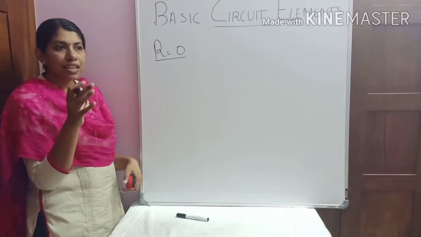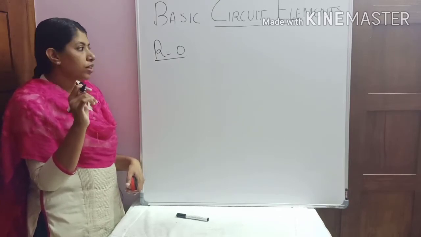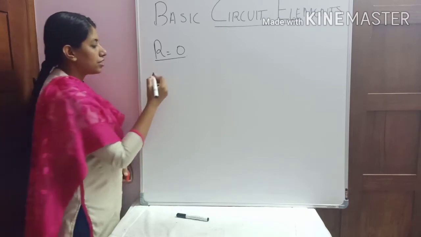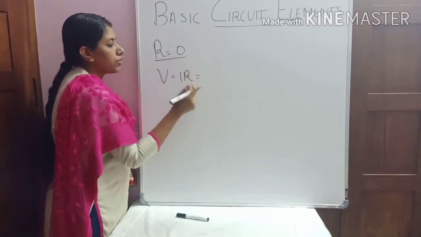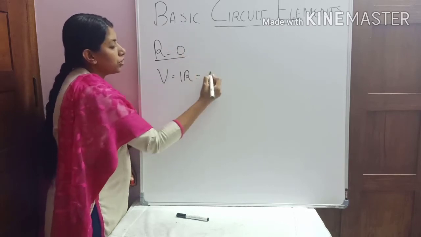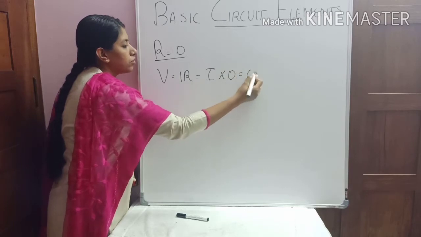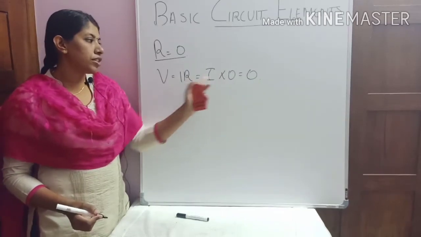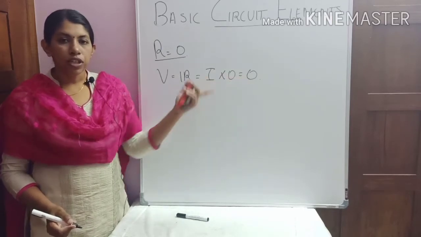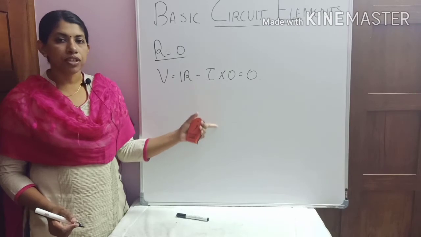We know that R is equal to 0 means the resistance is at its minimum value. So let us consider the equation V is equal to I into R. If in this equation we put R is equal to 0, the value of V will become I into 0, and that is equal to 0. So when the value of R is equal to 0, the potential difference is 0. Potential difference is 0 means the two points have the same potential.